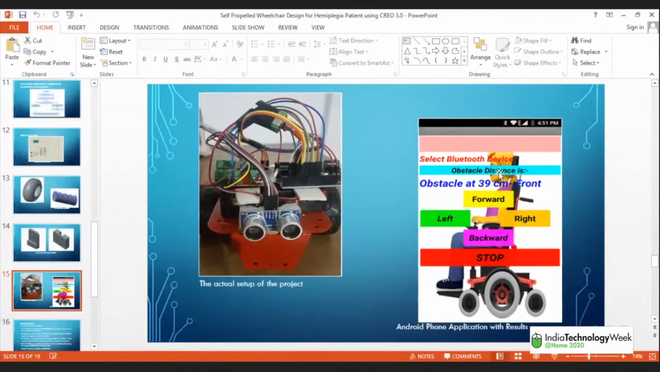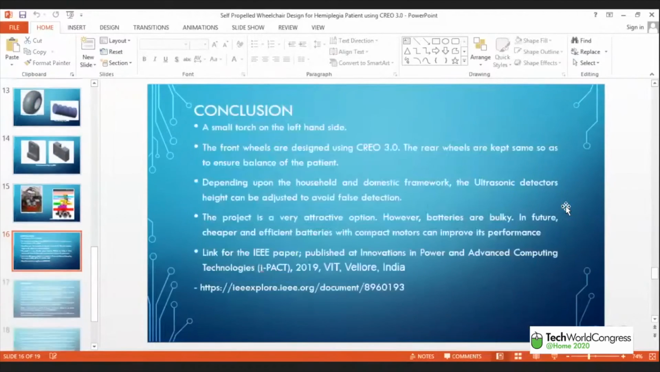This 39 centimeter was not shown. So this is a screenshot when the distance of the obstacle is 39 centimeter and it is on the front side. We could also make out because we had used two sets of ultrasonic detectors, one on the front hand side, the other on the rear side. So this reading corresponds to an obstacle that is present on the front end of the user, at a distance of 39 centimeter. We have just shown one result here, but of course we calculated it for many others.